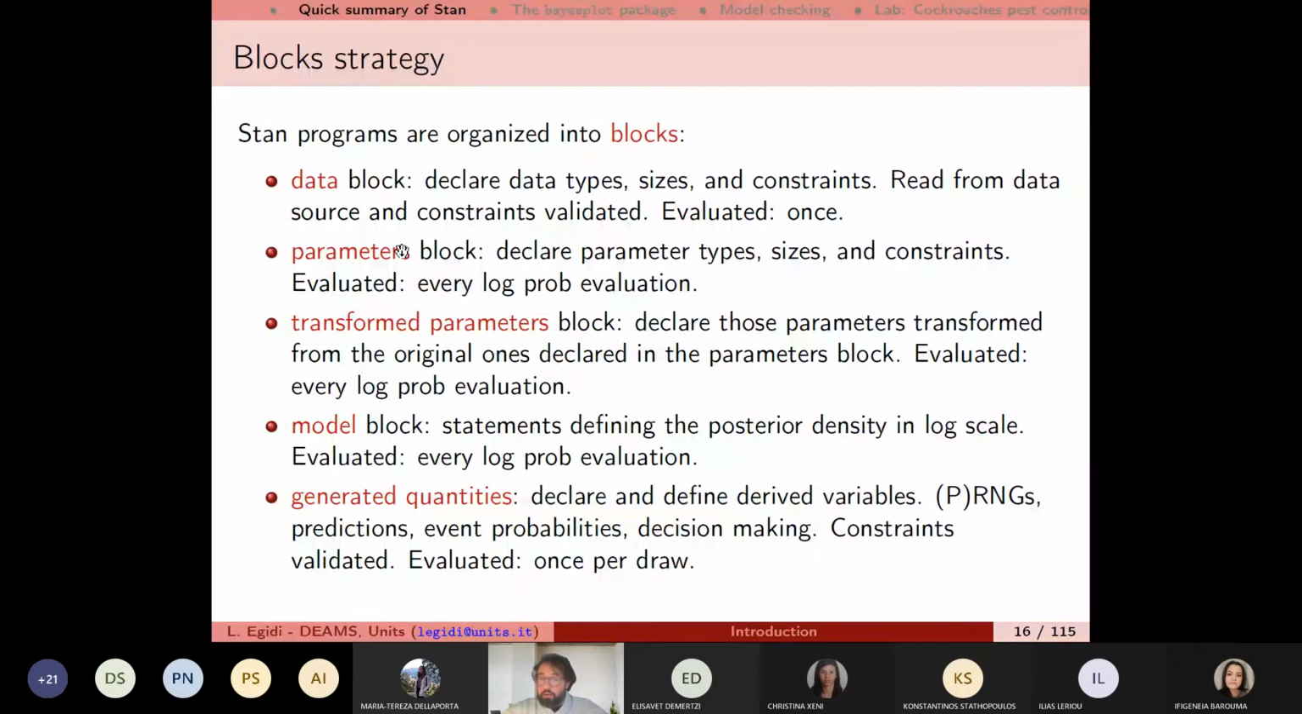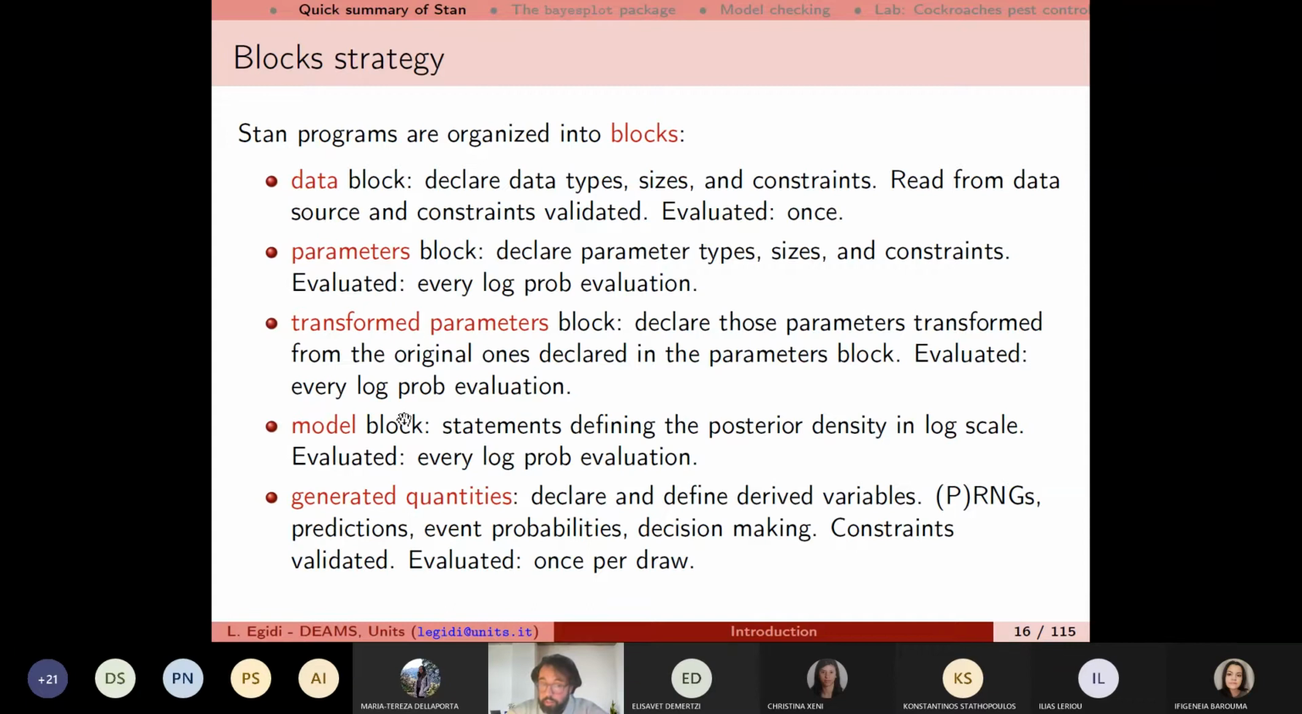Then there is a parameters block in which you declare parameter types, sizes, and constraints. So for instance, you can declare the standard deviation for your normal distribution. And of course, the standard deviation needs to be constrained between 0 and plus infinity. So of course, you have to use that constraint when you are using parameters. So in some sense, you have to translate the physical nature of your parameters. There is then a transformed parameters block. Here you can declare those parameters transformed from the original ones. We will see examples of this in this lab.